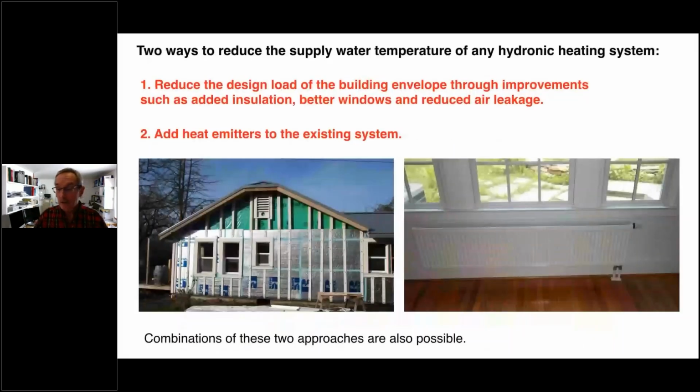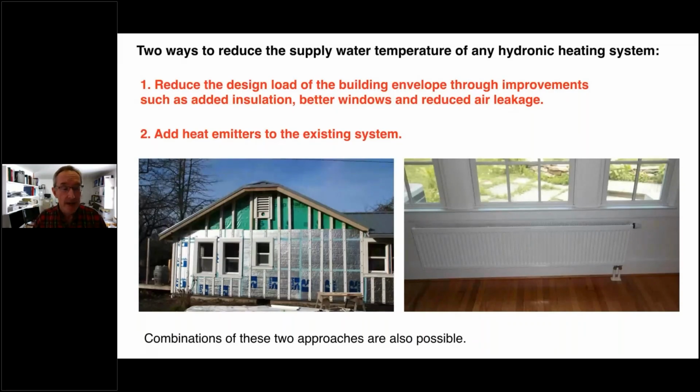Okay. Now, as far as bringing that water temperature down in an existing system, there's really two fundamental approaches to it. One is to reduce the design load of the building. And I'll show you a pretty simple formula that will let you evaluate if I reduce the building load by, let's say, 30%, how much of a change in the supply water temperature will I get? So anytime you build a tighter or better insulated thermal envelope, you're able to bring the water temperature down.